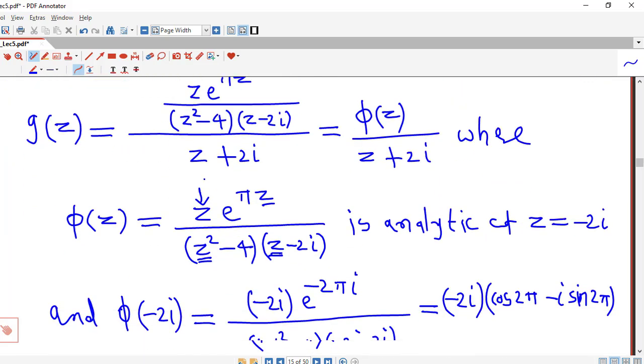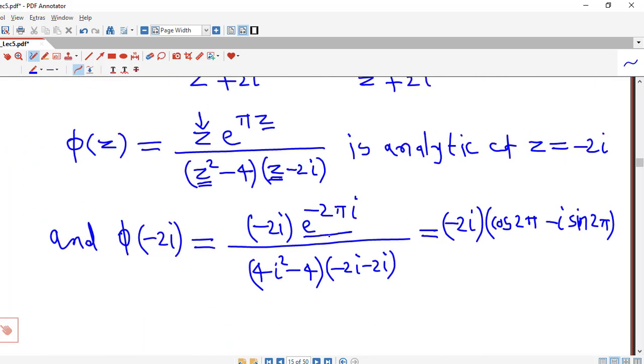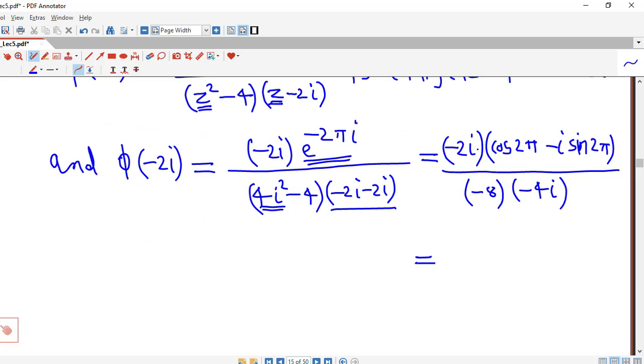So here we have e raised to minus 2 pi i. We replace this by cos 2 pi minus i sin 2 pi divided by 4 into i square. i square is minus 1, so we have minus 4 minus 8. This is going to be minus 4i. So now the negative will cancel out, and here we will have only 2, and we have minus 1 by 16. In the denominator we have a negative sign. Here we have cos 2 pi, which is 1, minus 0. So this is the residue at z equal to minus 2i.